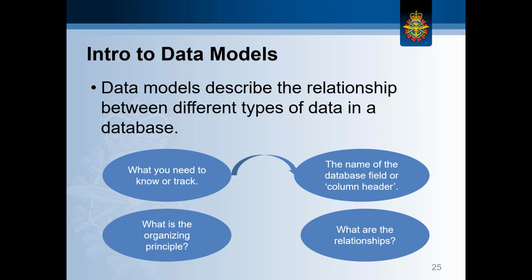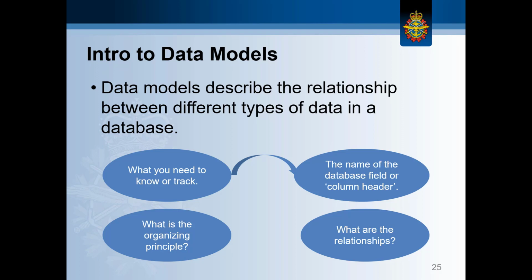A data model is simply something that describes the relationship between the different types of data in a database. So you start by thinking about what you need to track or know, and then eventually you turn that question into a series of database fields, or if you're creating an Excel spreadsheet, those would be the column headers.